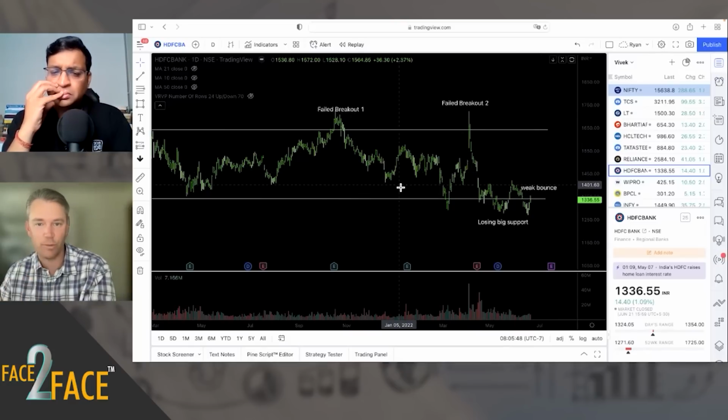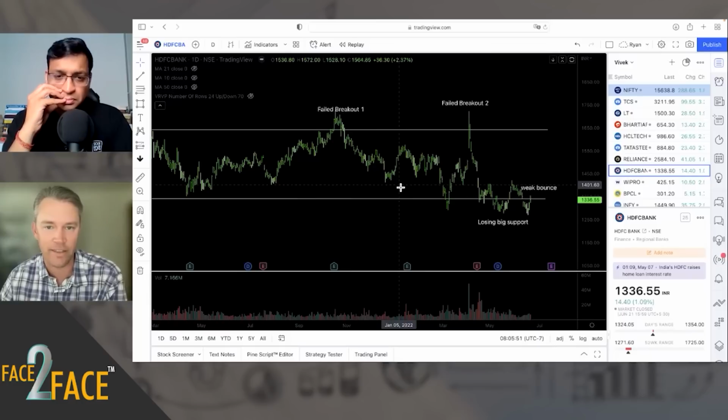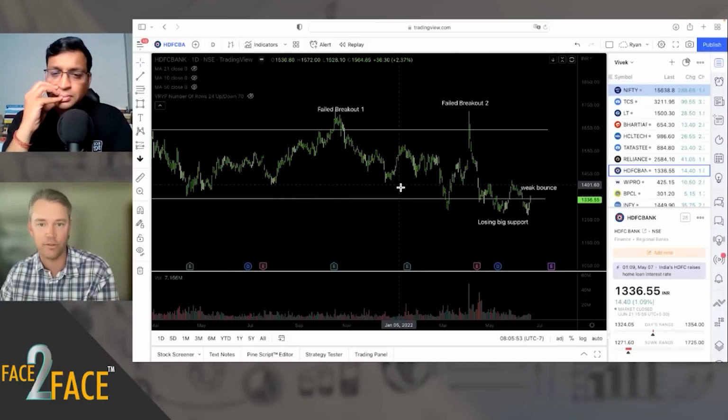So each stock has its own personality, its own way of moving. And so I think that's one thing that helps me too: before I buy a stock, I'll maybe buy a couple shares or something just to get an idea of how it moves.